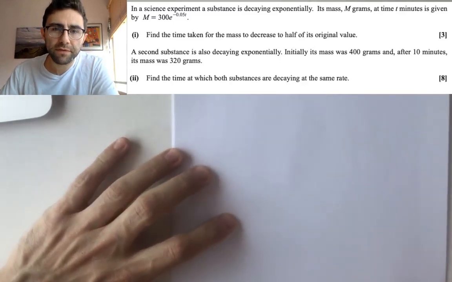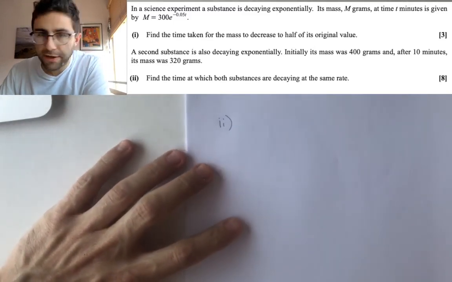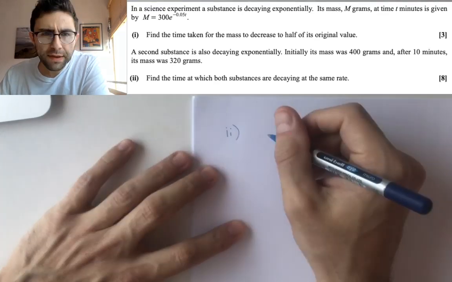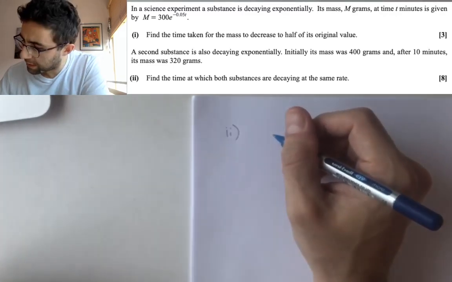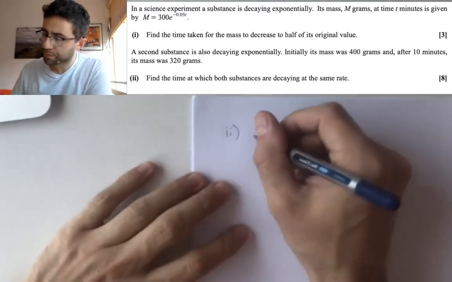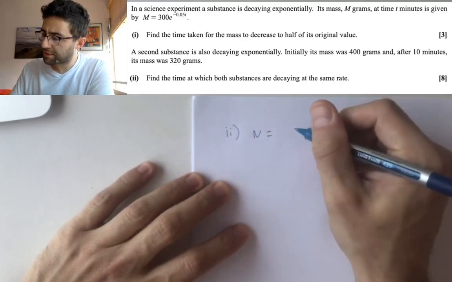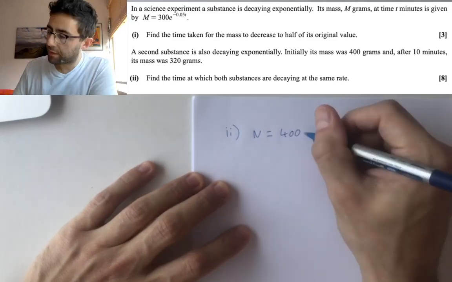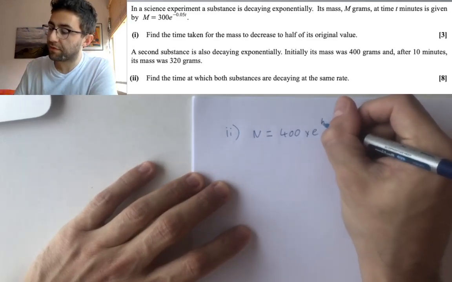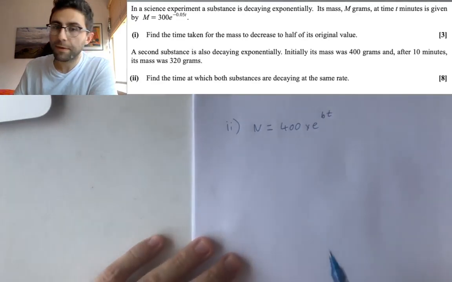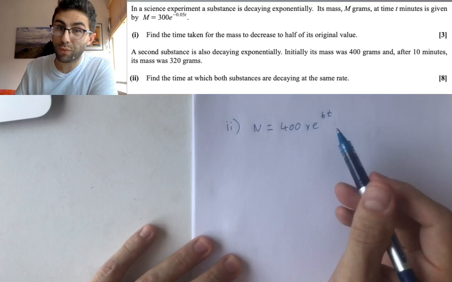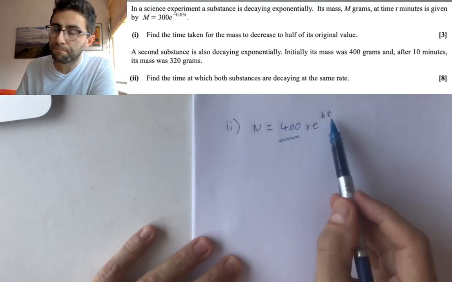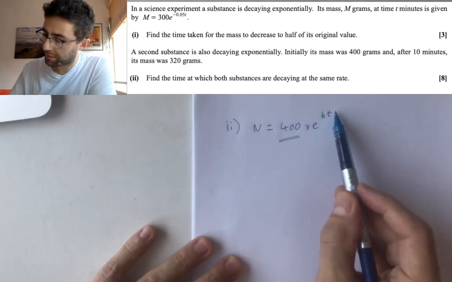Find the time when both substances are... Okay, so there's a new substance. Let's call it N. This time it was initially 400. So let's write it like that. E to the something times t. When you've got these exponentials, the number at the front is the initial mass. Just based on the fact that when you put in t equals 0, this whole expression on the right goes to 1. And so this thing at the front is always going to be the initial mass.